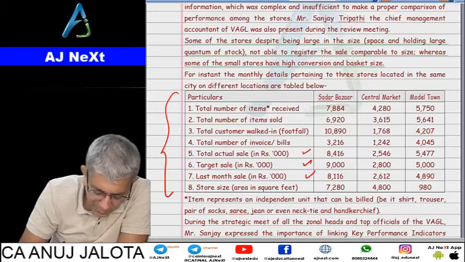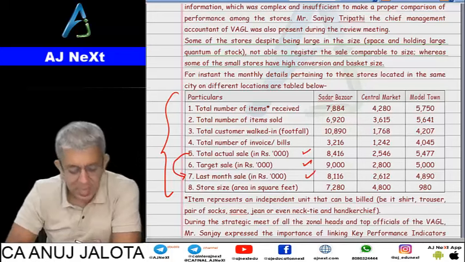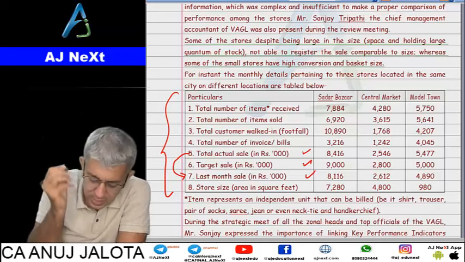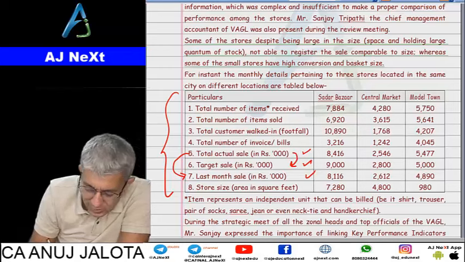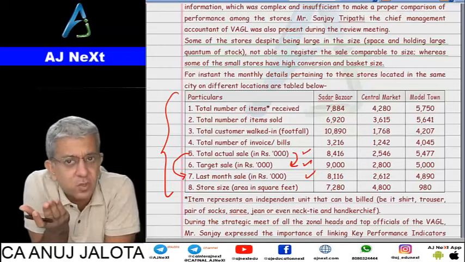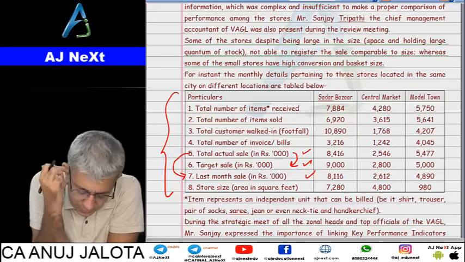I can do actual sales versus last month's sales. That will tell me the growth in sales, first thing. I can compute actual sales versus target sales. That will tell me whether I've achieved the targets or not. Okay, these things you all can be doing.